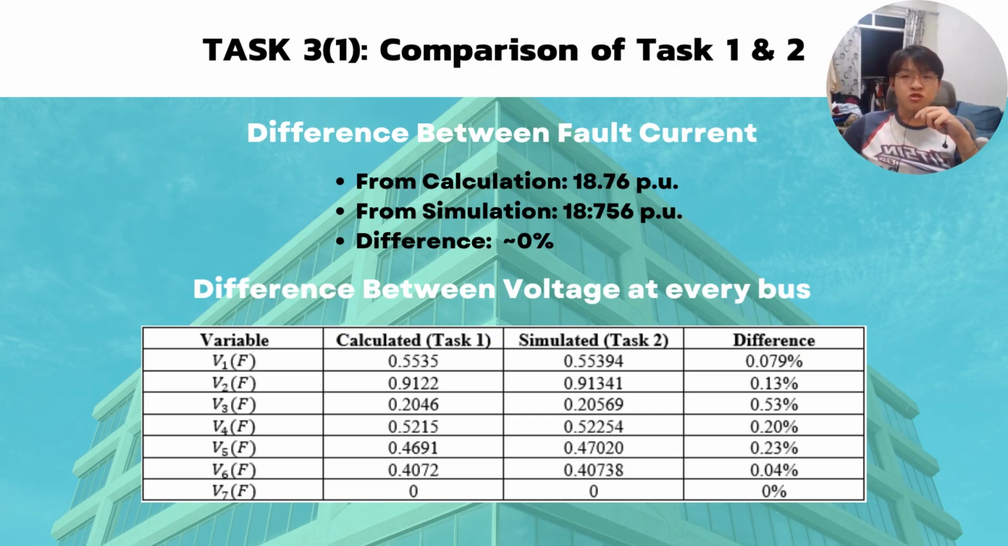We'll begin with task 3.1, a comparison between our manual calculations from task 1 and the software simulations from task 2. First, looking at the total fault current, we can see an excellent agreement with both the calculated and simulated values at 18.7 pu, resulting in a near 0% difference. The table below shows the post-fault voltage at each bus.